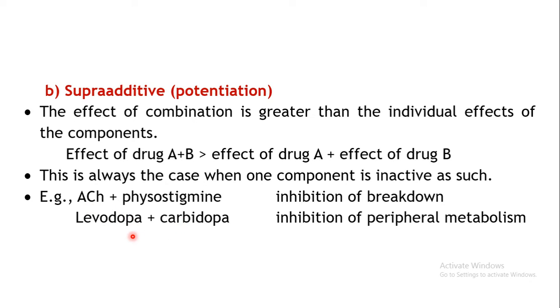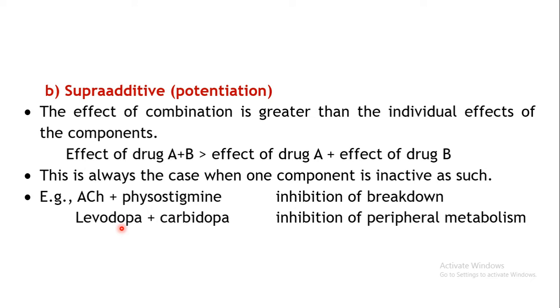Similarly, with this pair, levodopa is the one which actually produces the therapeutic property in Parkinson's disease. Levodopa gets converted into dopamine. We have seen that dopamine cannot cross the blood-brain barrier, so it is given in the precursor form, levodopa, which can cross the blood-brain barrier. It will reach the CNS and there it will get activated. But the problem with this drug is that in the periphery itself, before it enters the CNS, in the systemic circulation itself, it will be activated to dopamine.